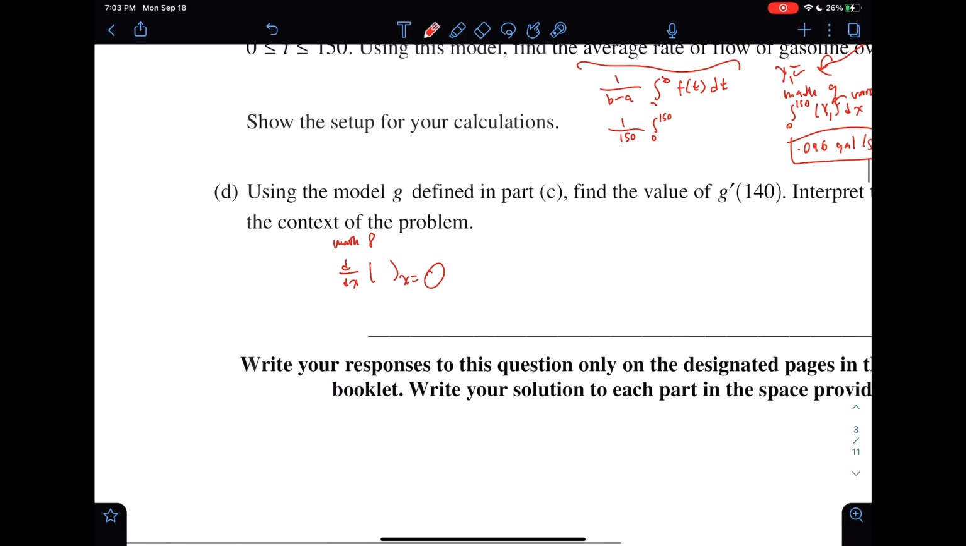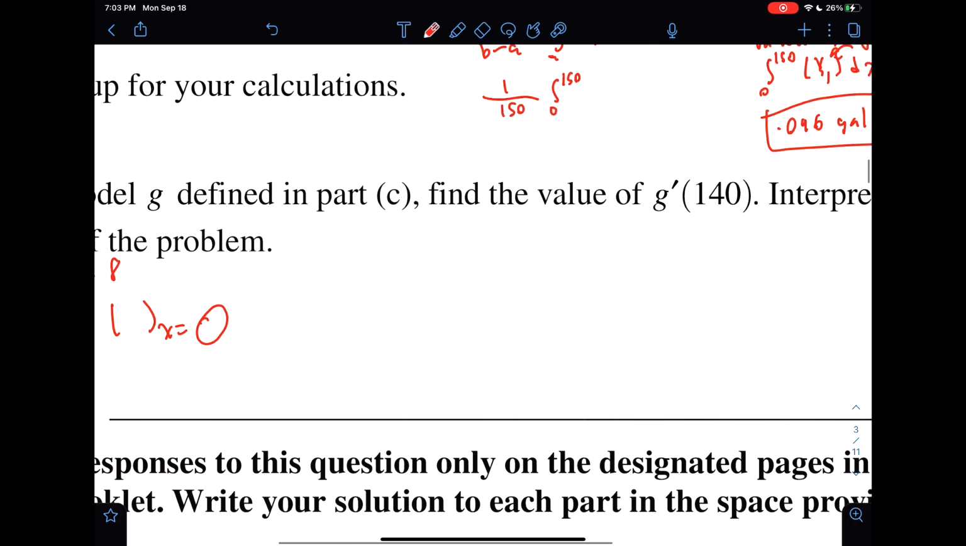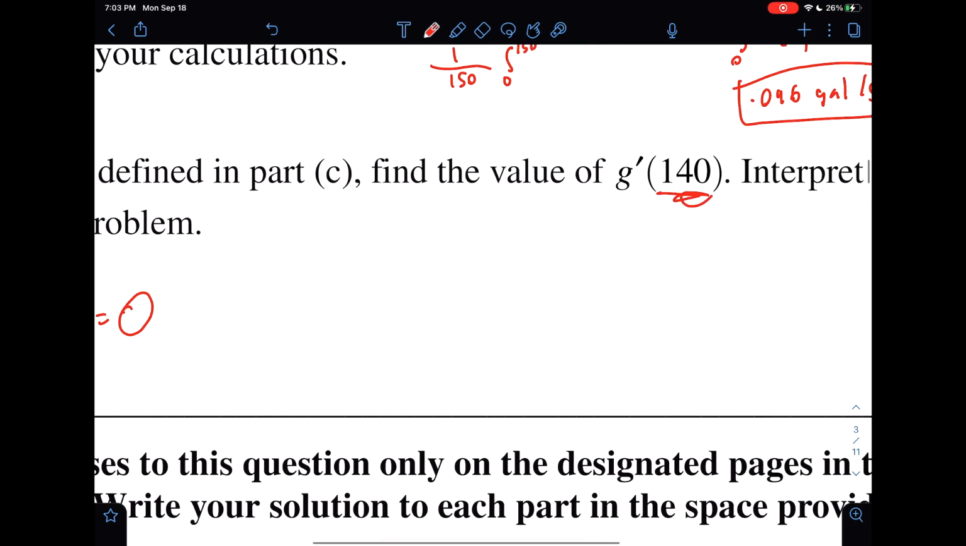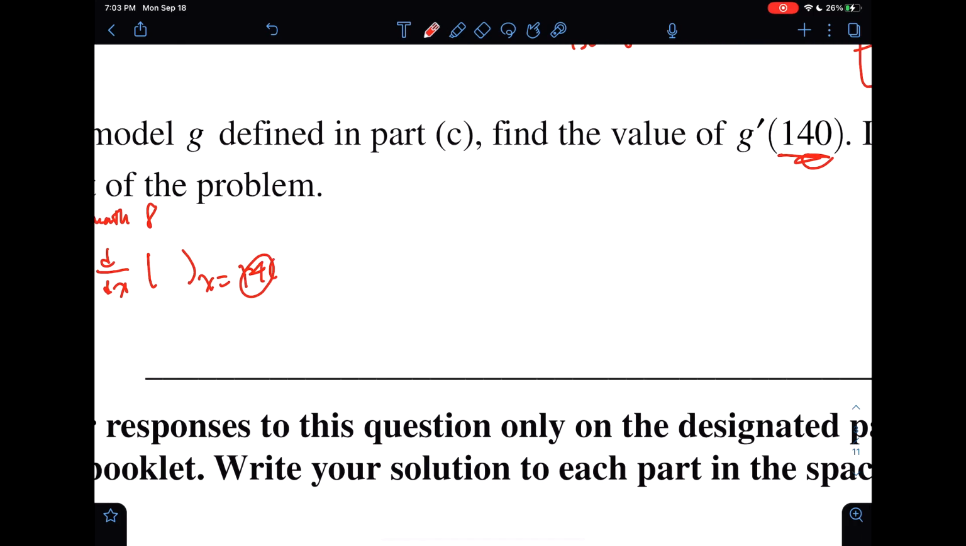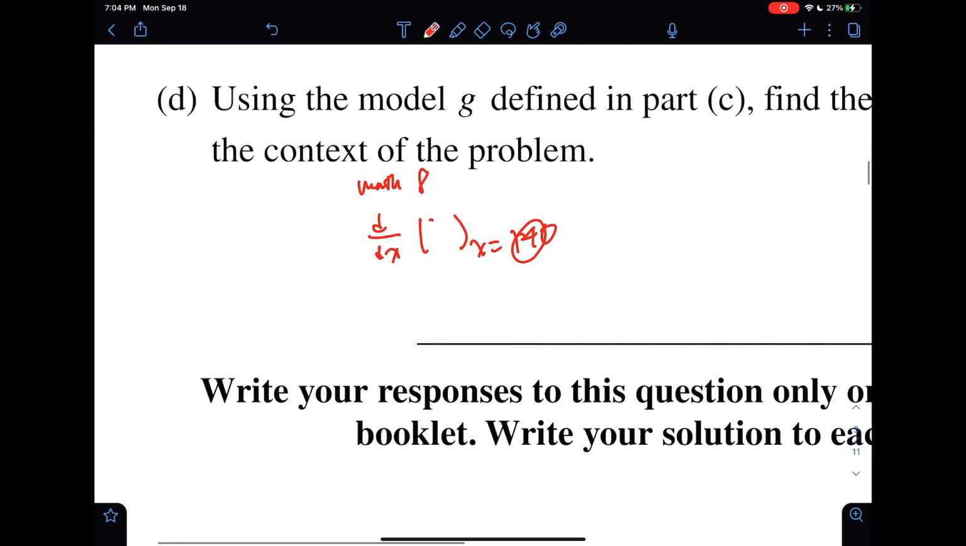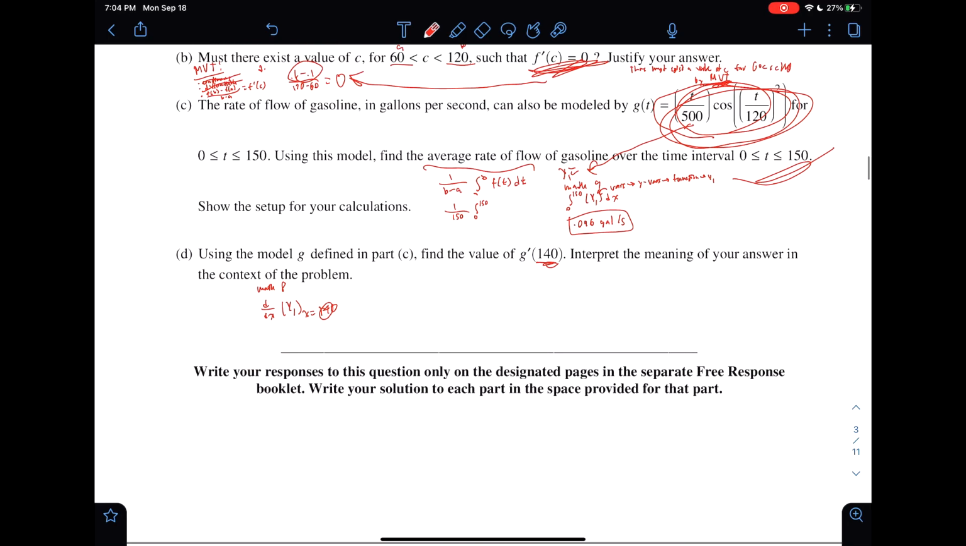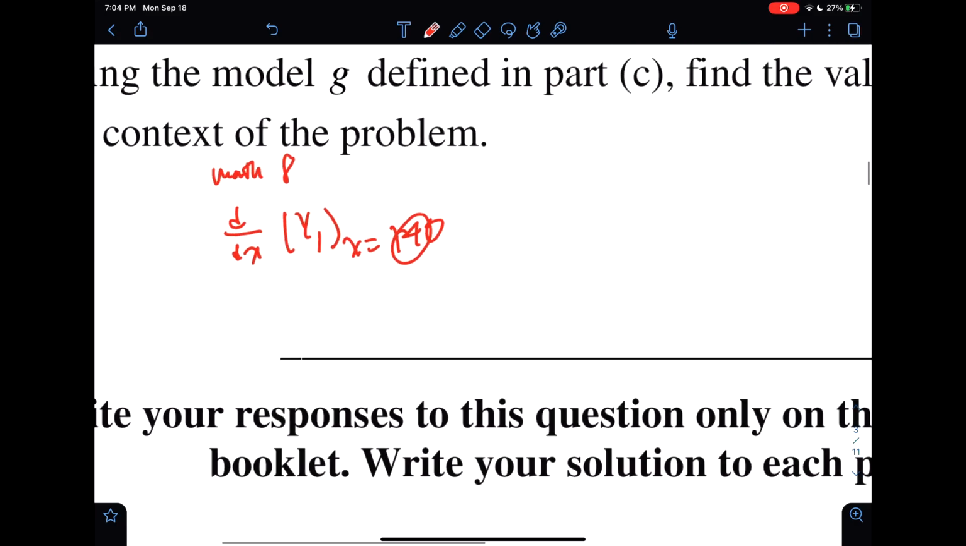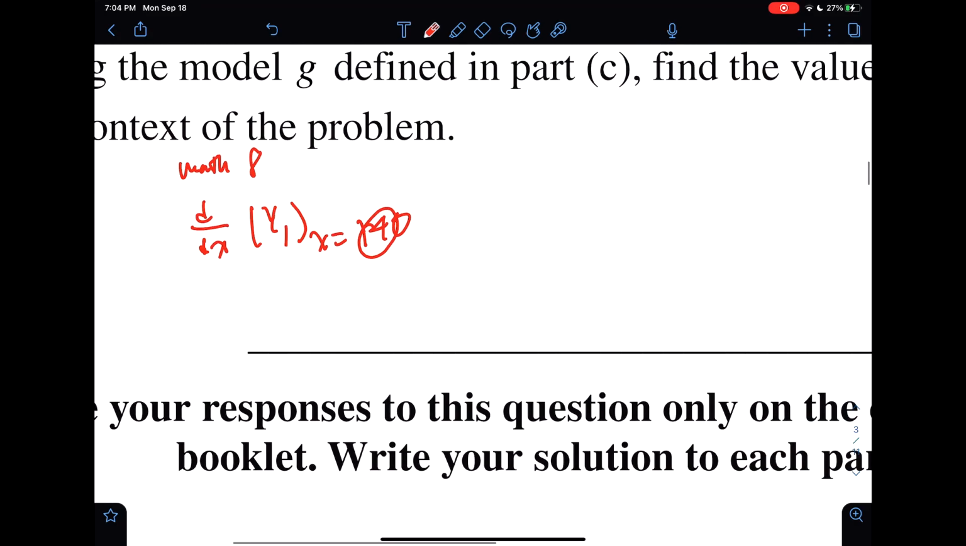Most calculators are going to look like this, and there's going to be the parentheses, then x equals something. So here, first is the x. It's going to be 140. It tells you that right here. So you make sure x equals 140. And then again, you put y1. You do the same thing over here, and then you just put that through. You should get negative 0.0049, and you label it gallons per second squared.